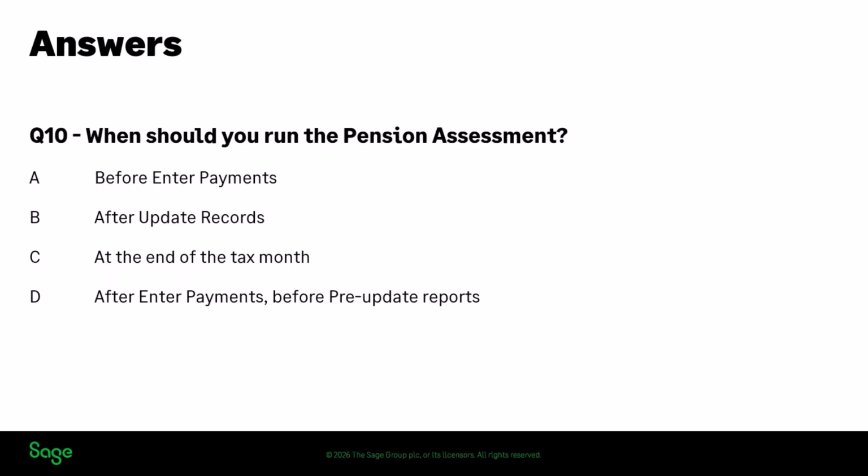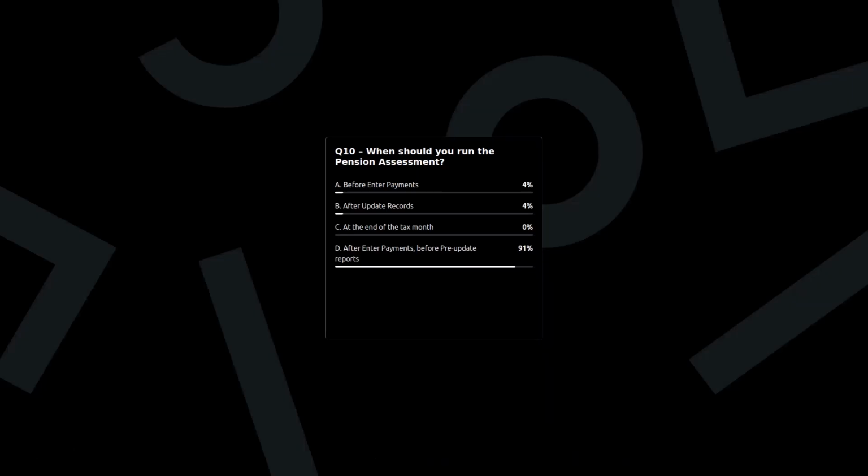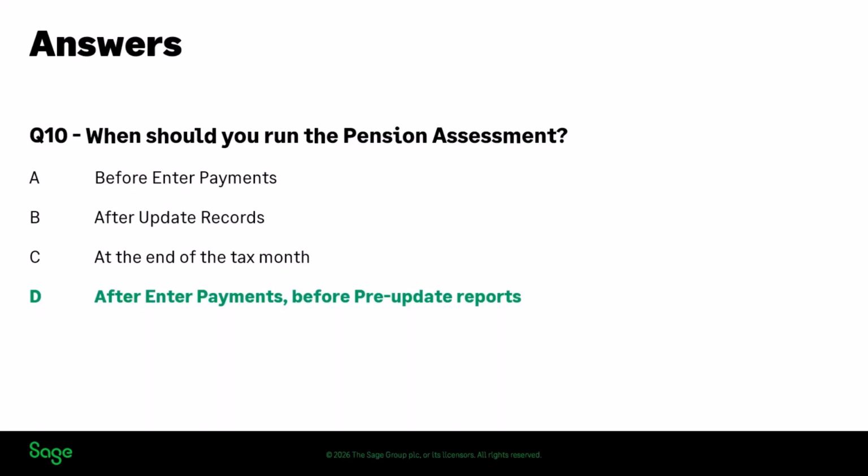Question 10 was, when should you run the pension assessment? So 91% of you are saying after enter payments, but before pre-update reports. Let's see if you were right. And the answer is D, after enter payments, before pre-update reports. So the assessment needs to look at the wage and age of the employees. So you need to have entered the correct payments first.